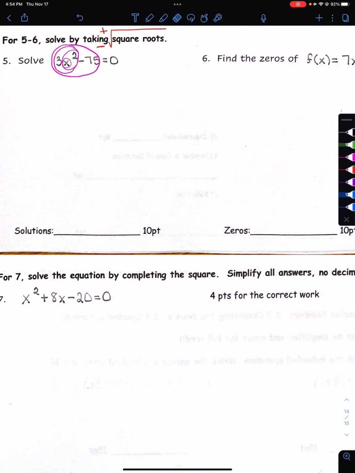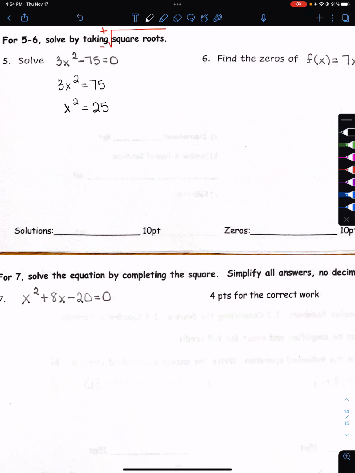If that doesn't help you, just think about doing PEMDAS backwards. Okay, so first thing I'm going to do is add 75 to both sides. So I will have 3x squared is equal to positive 75. Now I'm going to divide both sides by 3. So I get x squared equals 25.